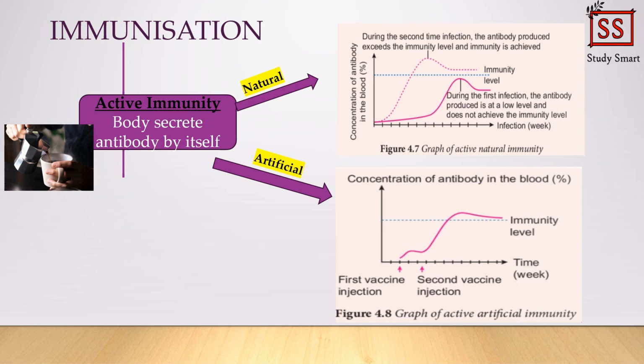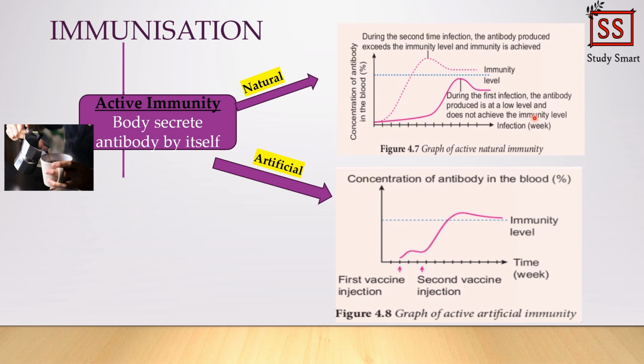You can see in the graph over here, during the first infection, the antibody produced will be at a low level. Why is the antibody at a low level during the first infection? Because that's the time your body is getting to know the antigen. So it's trying to identify the antigen. So the antibody produced will be at a low level.